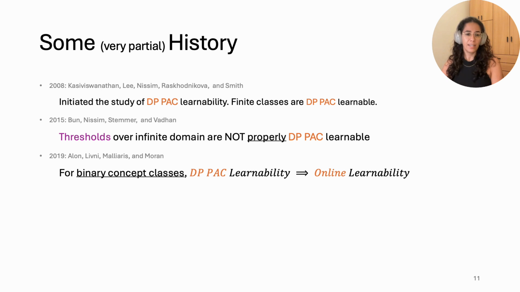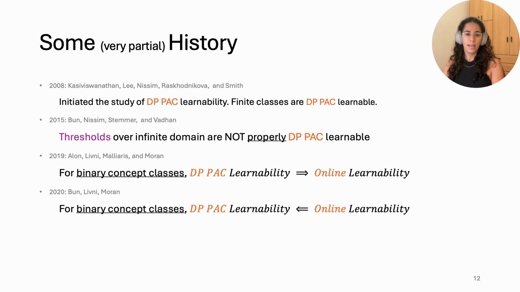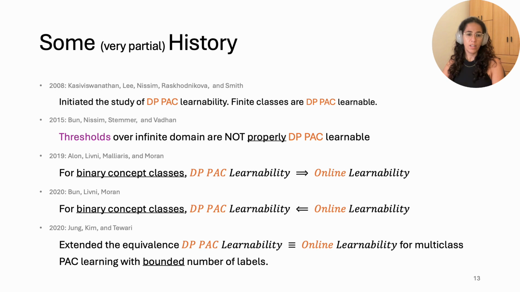Then, a few years after, it has been proved that for binary concept classes, private learnability implies online learnability, and the year after, the opposite direction has also been proved for binary concept classes. And later on, this equivalence has been extended for the setting of multi-class, but only with bounded number of labels.